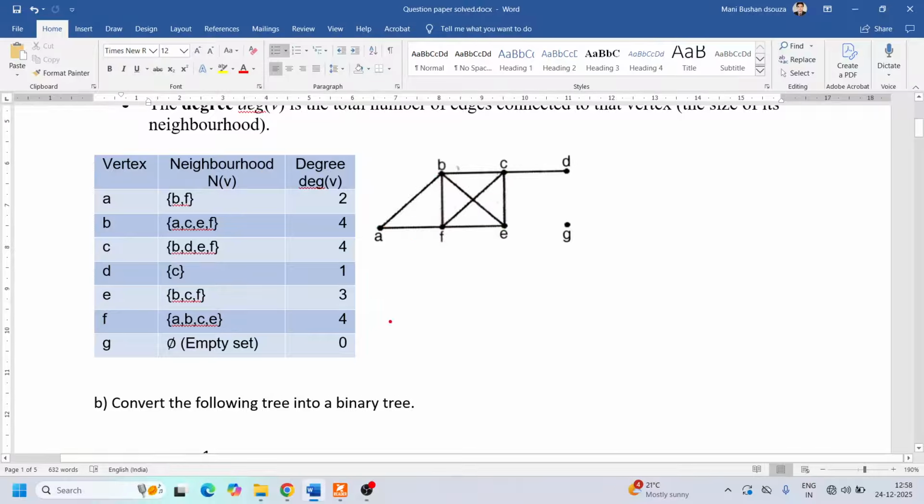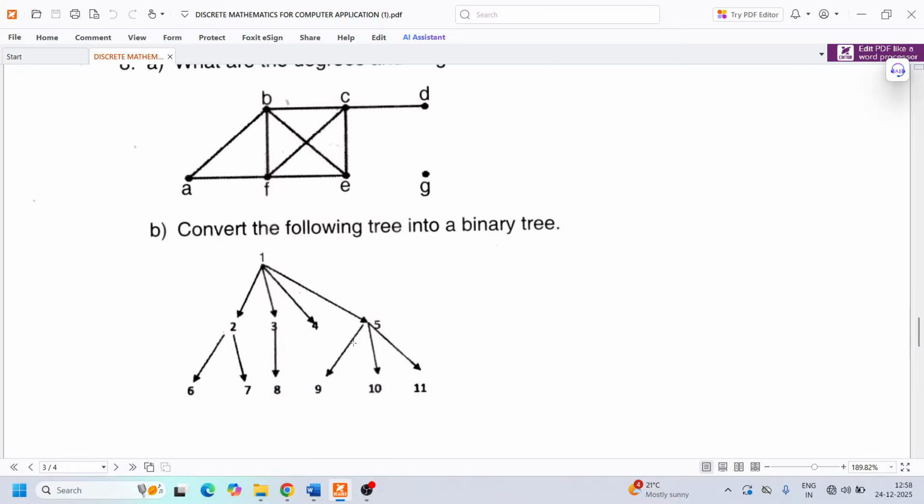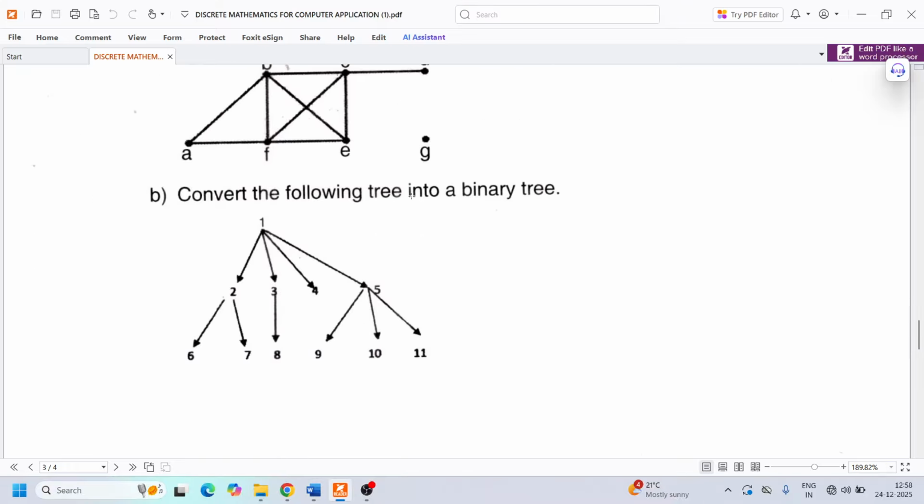Now let us look at the last vertex, that is G. This is completely isolated, so there is no neighborhood. So the neighborhood is the empty set and the degree is 0. So this is the first question. Let me take you to the second question. Second question is convert the following tree into a binary tree. So this is the ordinary tree with multiple number of children. So every node can have more than 2 children.